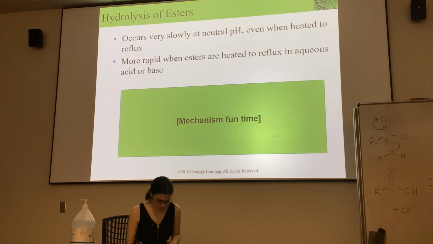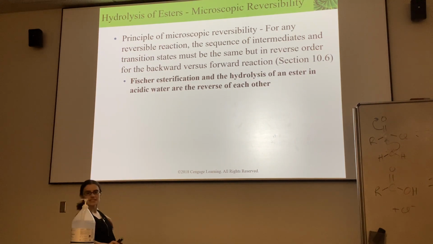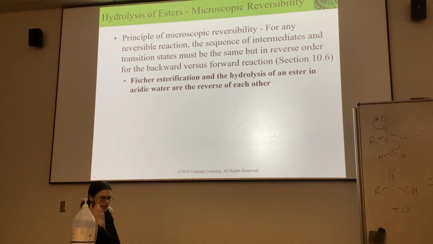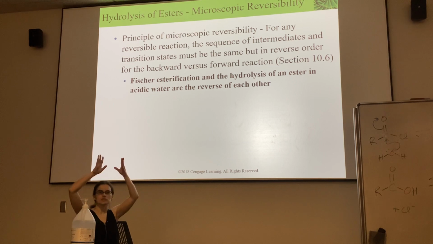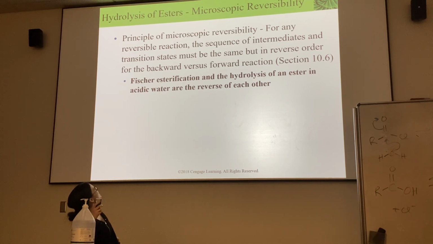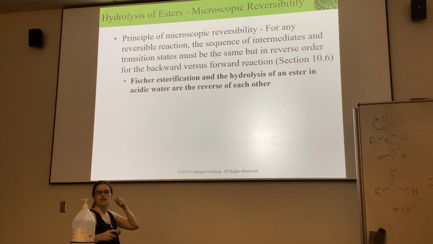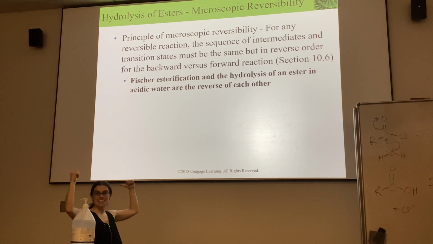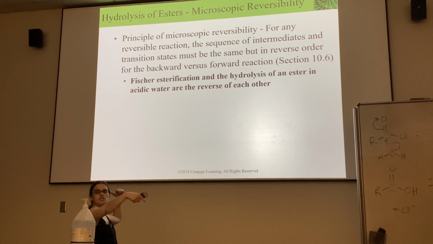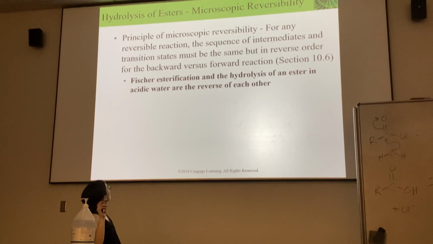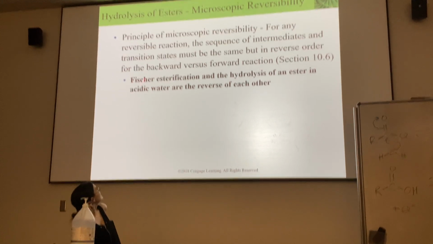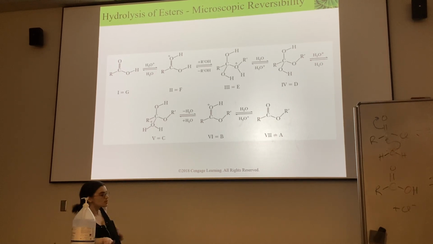So this one, microscopic reversibility, is basically when we're drawing a mechanism and every single step is reversible. If we draw the overall reaction between ester and carboxylic acid and say, hey, that's a reversible reaction, then we know from microscopic reversibility that the forward reaction should be the same as the reverse reaction, stepwise. The mechanism forward should be the same as the mechanism reverse. And so hydrolysis of an ester in acid is exactly the same as Fischer esterification, just backwards, right?